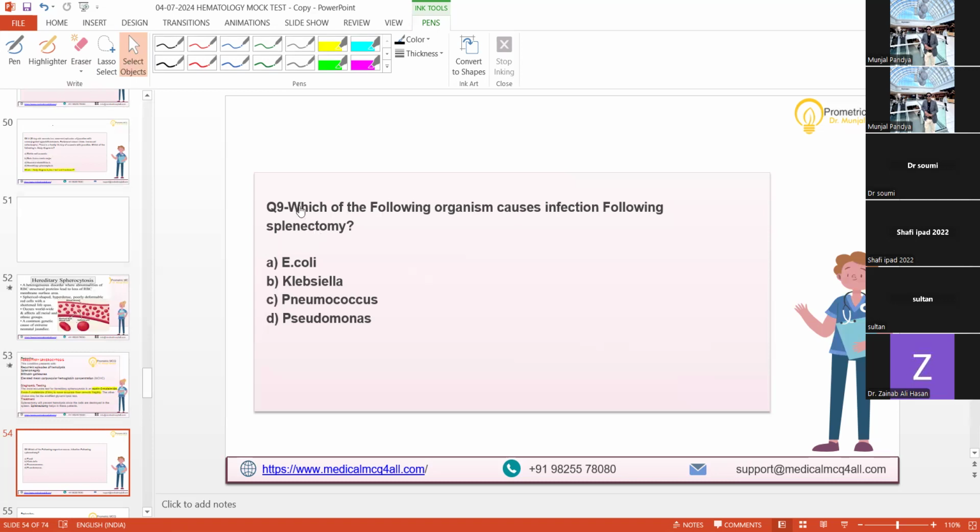Right. So what they are asking is which of the following organisms cause infection following splenectomy. If you did a splenectomy for any reason, whether it is massive splenomegaly, malarial spleen, tropical spleen, trauma to the spleen, splenic rupture, lymphoma spleen rupture, whatever, right? Or a planned splenectomy in chronic ITP. So which of the following organisms can cause infection following splenectomy? E. coli, Klebsiella, Pseudomonas, or pneumococcus?